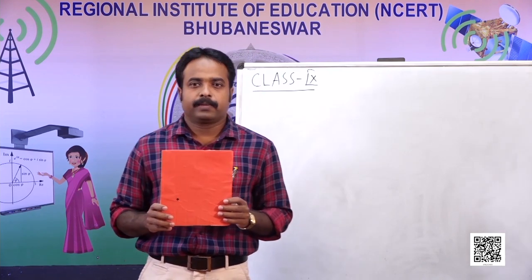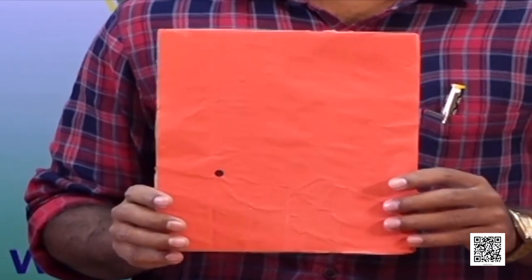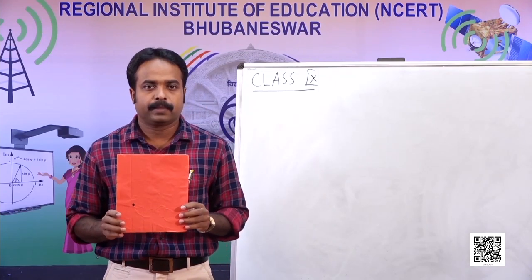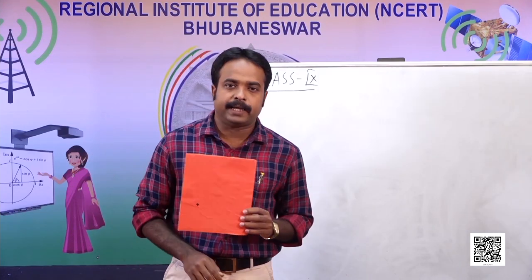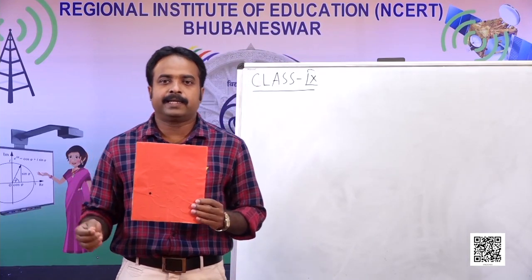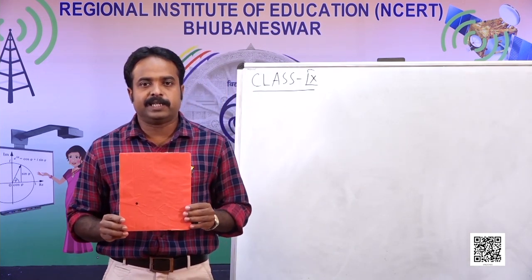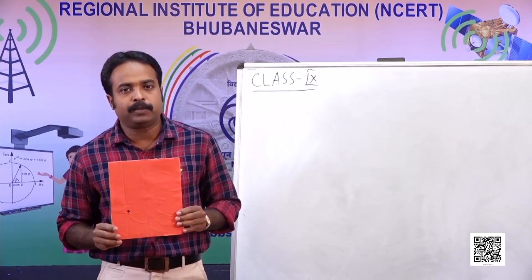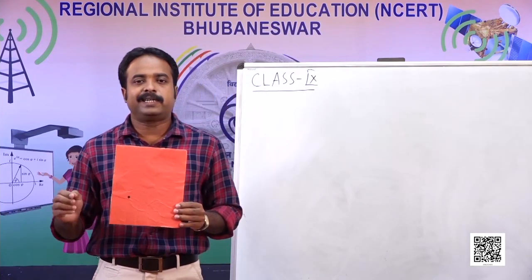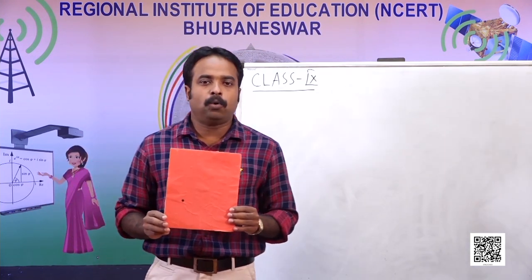On this paper, I have made a dot. If I ask you to tell me where the dot is located on the paper, can you tell? Again, some of you might say it is located on the lower half of the paper or near the left edge of the paper. Or some of you might measure the distance of the point from one of the sides of the paper and say that it is located at a certain distance from the left or the right side, from the upper or lower edge of the paper.